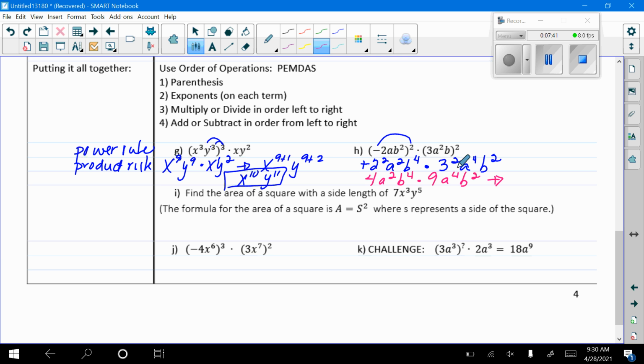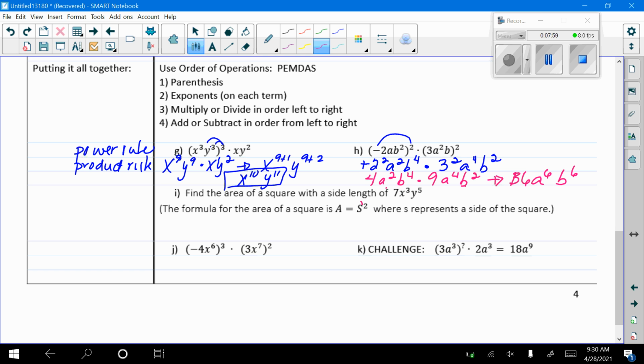I've got 4 times 9 is 36. a to the 2nd and a to the 4th is a to the 2 plus 4, which is 6, and b to the 4 plus 2, which is 6.